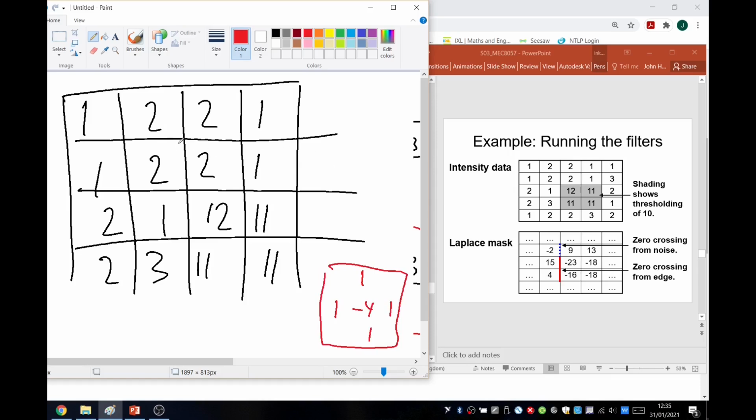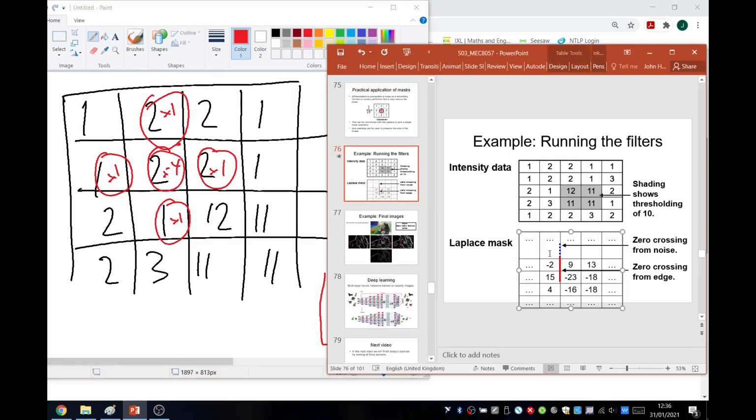So if we look at this square here, this one, that is going to be 2 times 1, a 1 times 1, a 1 times 1, a 2 times 1, and minus 2 times minus 4. So that is 2 plus 1 is 3, plus 1 is 4, plus 2 is 6, minus 8 is minus 2. So this should be a value of minus 2 if we run a Laplace, which, as you can see, is minus 2 in this location here.